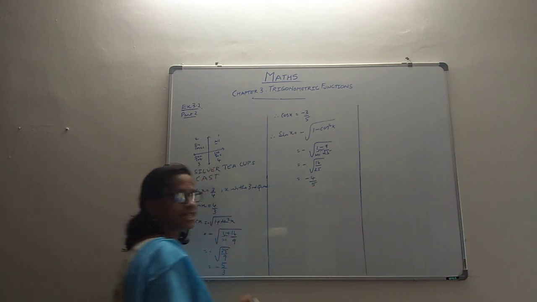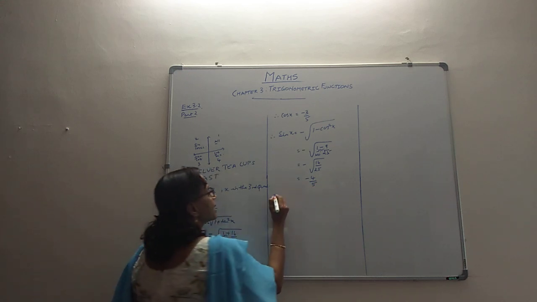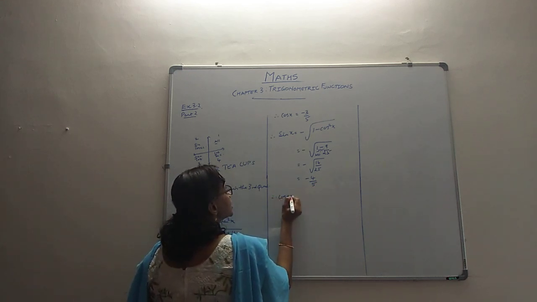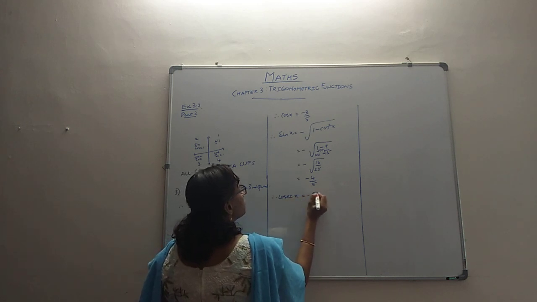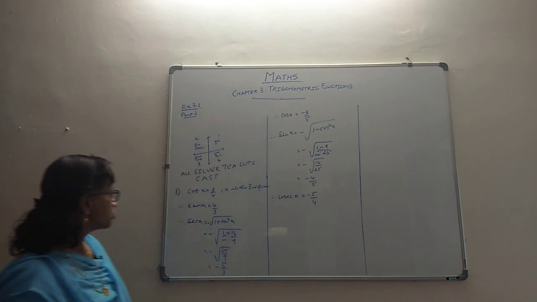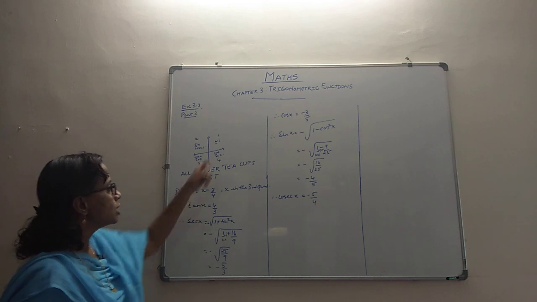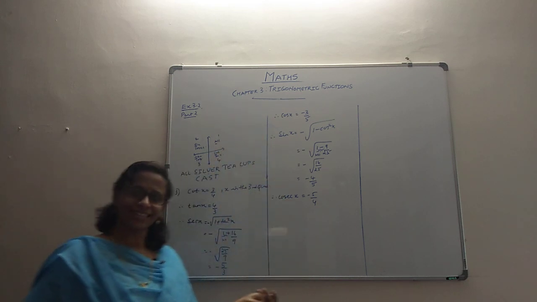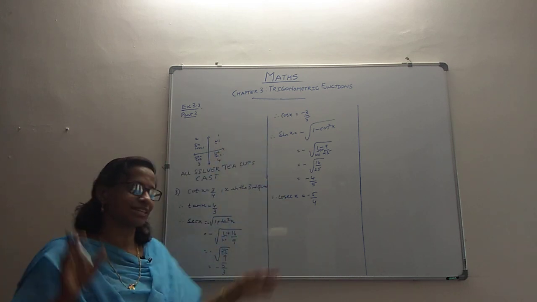So you've got sin x as minus 4 by 5, and that's how you'll get cosec x as minus 5 by 4. Are we done with all the trigonometric ratios? Yes, we have got 1, 2, 3, 4 and 5. Right, pretty hassle free, quite easily we got it.